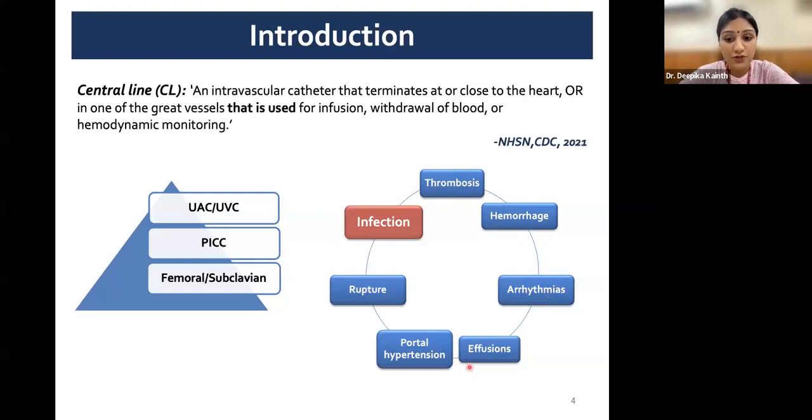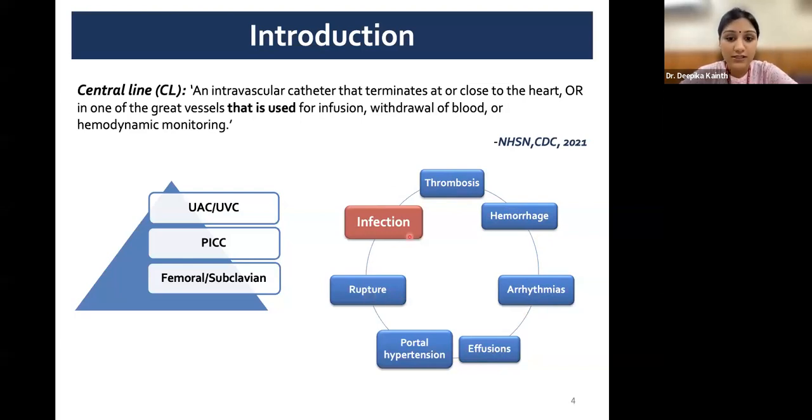They can also lead to effusions because of fluid being infused and the cavities being breached. It can also lead to portal hypertension if it is inserted very close to the liver, for example in an umbilical venous catheter. They can also rupture inside the body, being a plastic material. And the most important of them is infection.